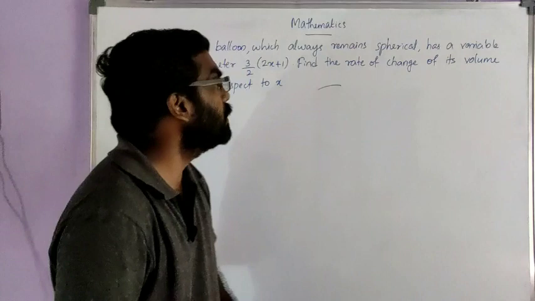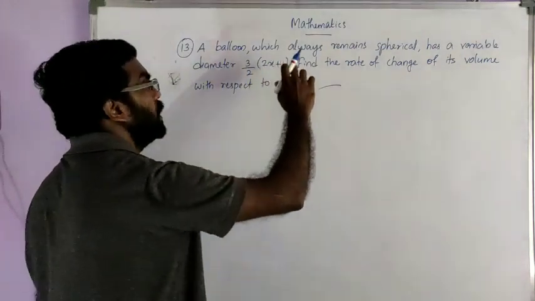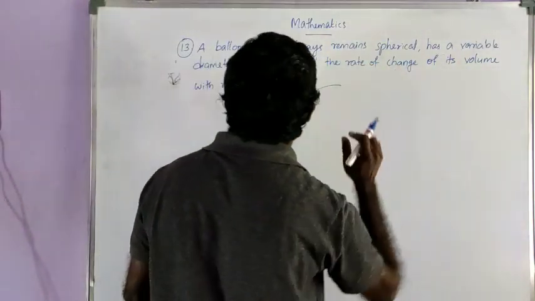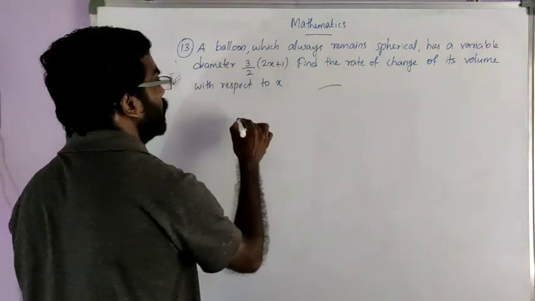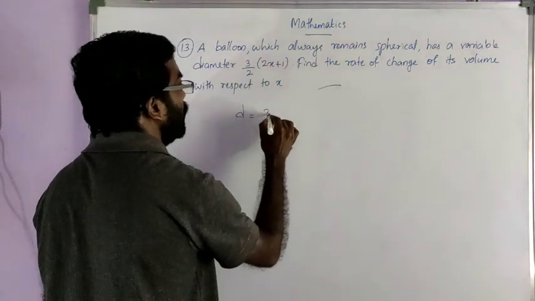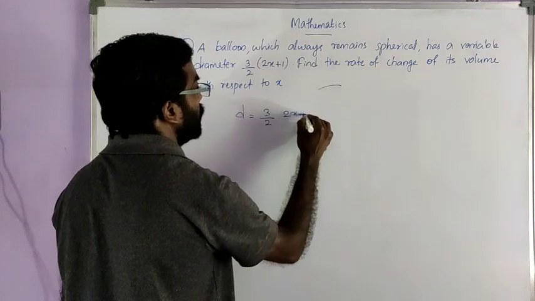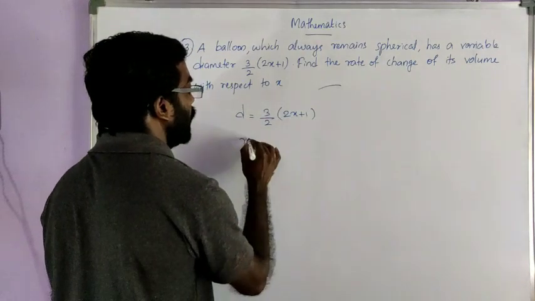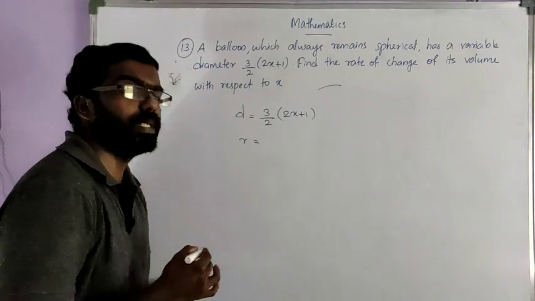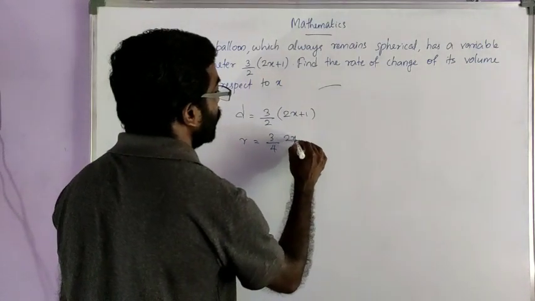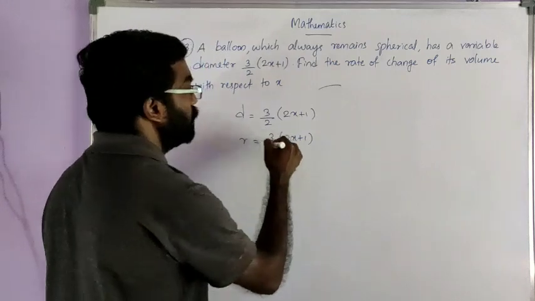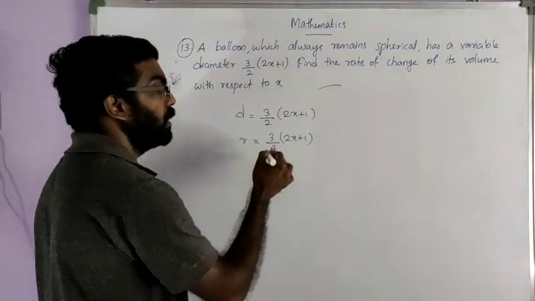Here the next question is: a balloon which always remains spherical has a variable diameter 3 by 2 into 2x plus 1. So the diameter is given as 3 by 2 into 2x plus 1. From this we can find the radius. Radius is half of the diameter, so it will be equal to 3 by 4 into 2x plus 1. 3 by 2 divided by 2 will be equal to 3 by 4.